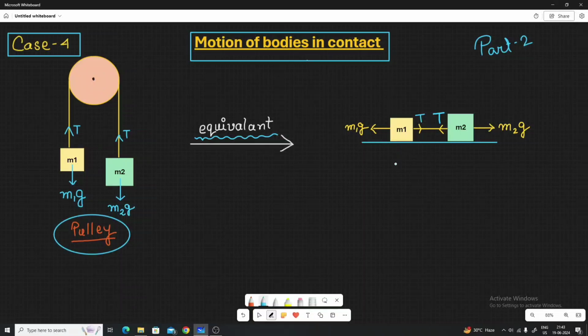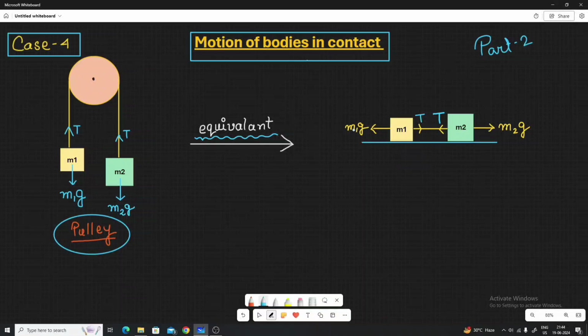Now here you can see that this is the mass M1 and this is the mass M2. Now the force on M2 is M2G and force on M1 is M1G. Okay, now as both masses are connected, the individual forces will act on both of the masses.